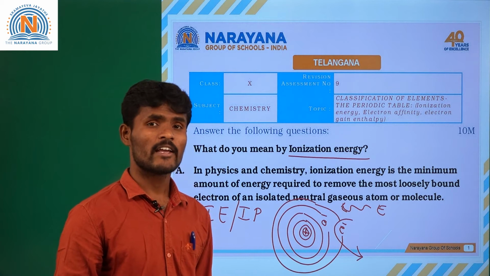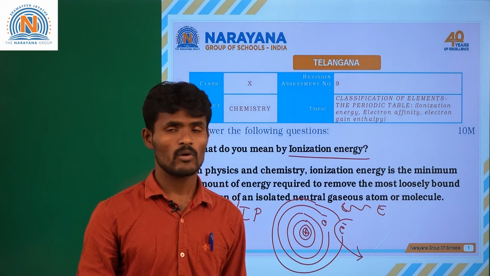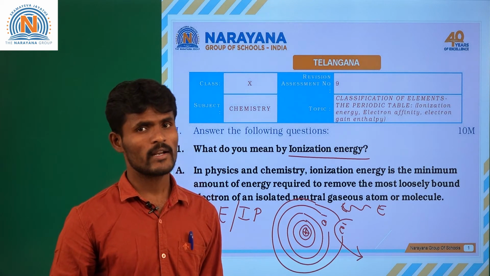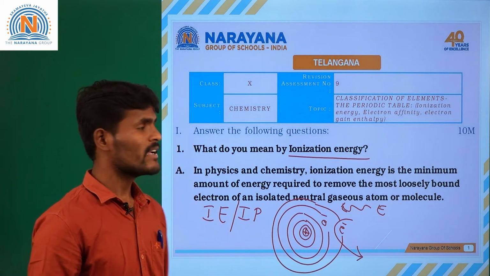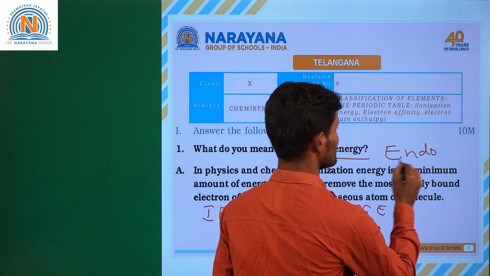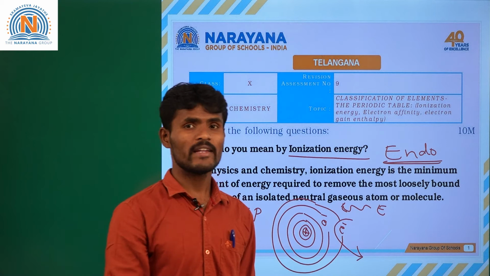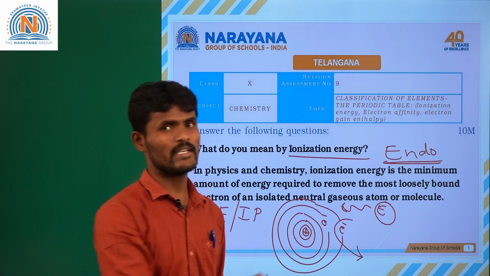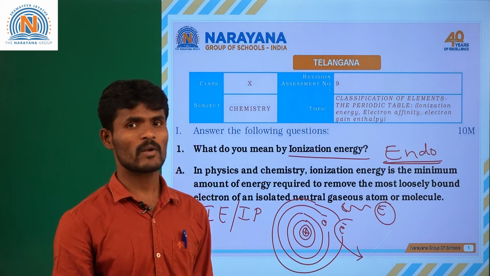Ionization energy can be measured in terms of kilocalories per mole, kilojoules per mole, and electron volt per atom. Ionization energy is an endothermic process because it requires energy. It is the minimum amount of energy required. Taking in energy, or gaining energy, means an endothermic process.